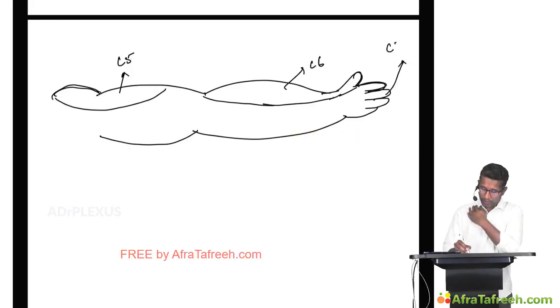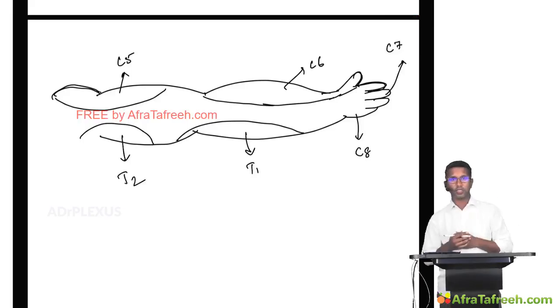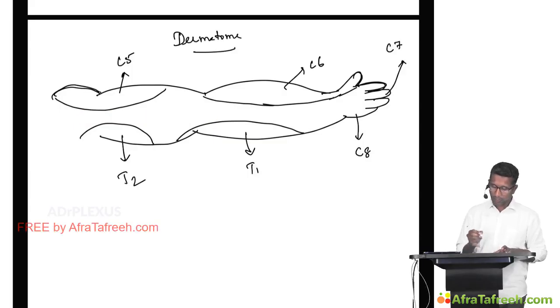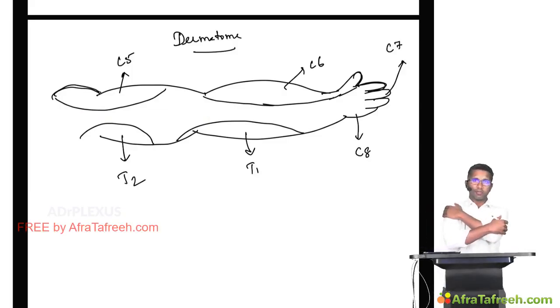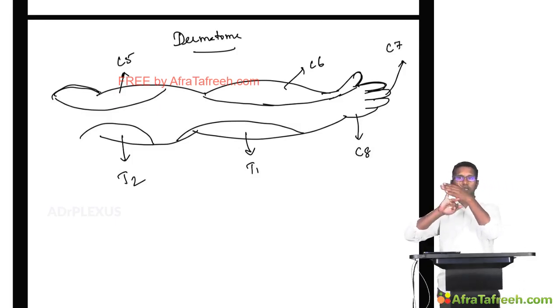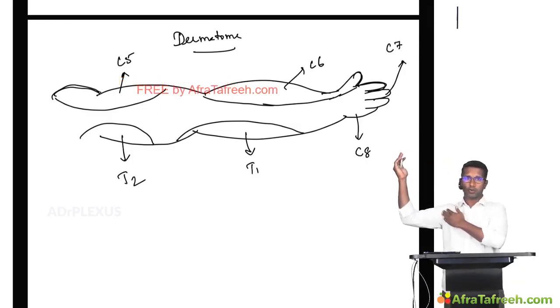the middle finger is supplied by C7, the little finger is supplied by C8, the inner border of the forearm is supplied by T1, and the inner border of the axilla is supplied by T2. So this is the dermatome of the upper limb: over the deltoid region C5, over the thumb C6, over the middle finger C7, over the little finger C8, inner border of the arm T1, around the axillary region T2.